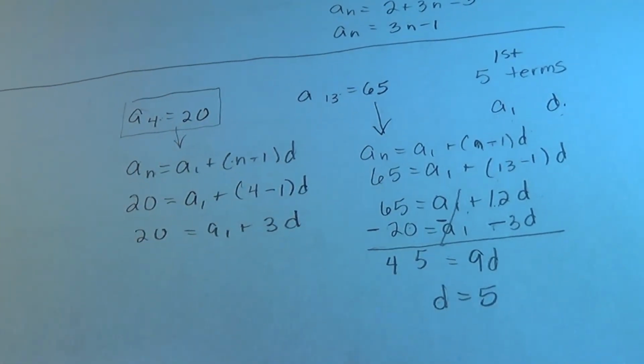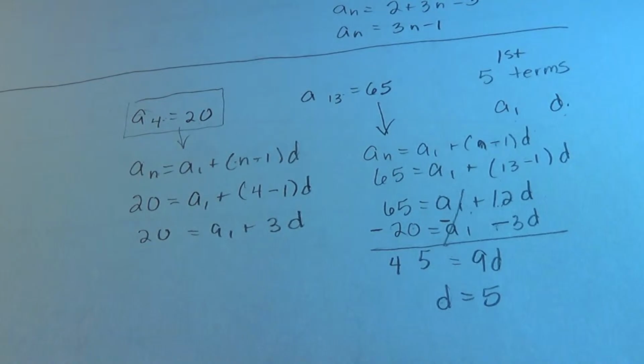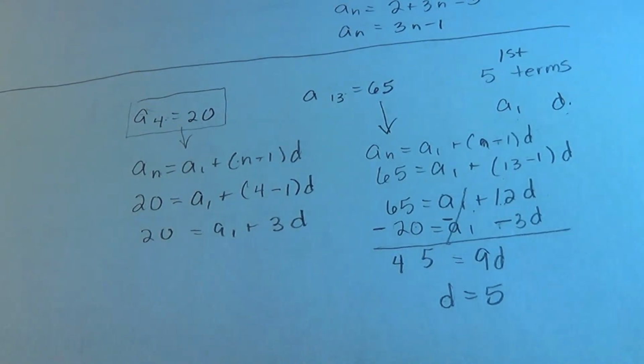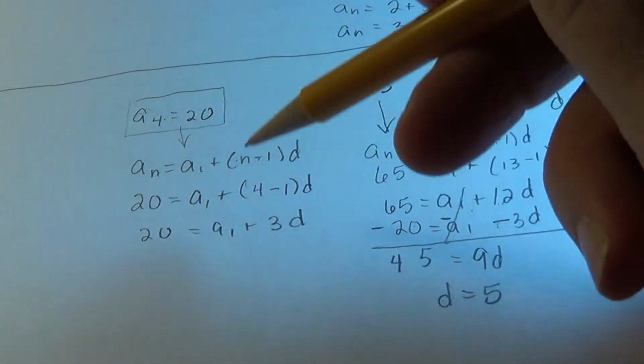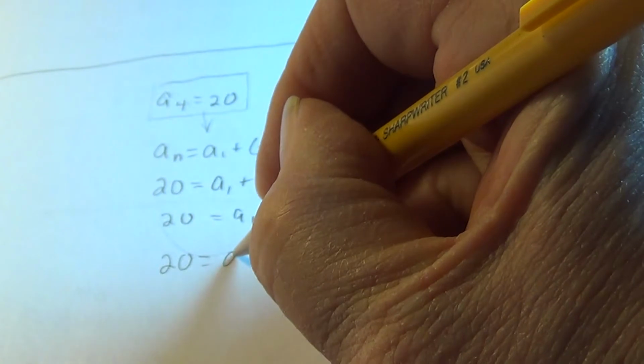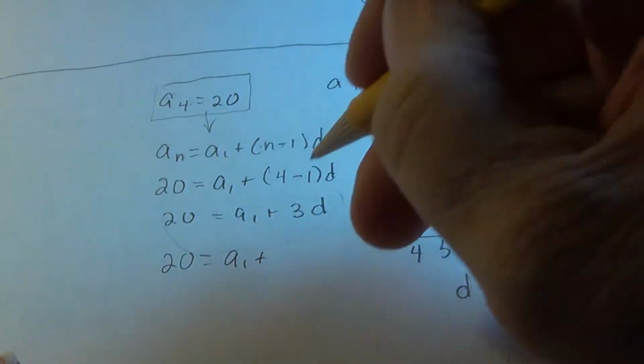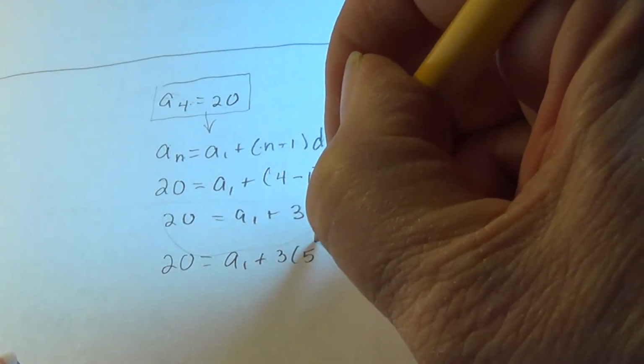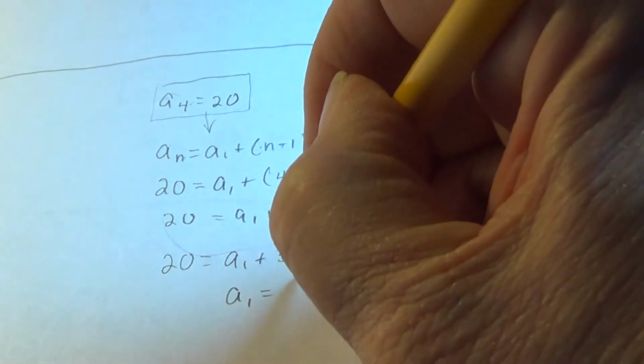So now I need to know what a sub 1 is. So I can put it back in any of these. This one's kind of handy, so I'll just put it back in there. So I get 20 equals a sub 1 plus 3 times 5, or a sub 1 equals 5.